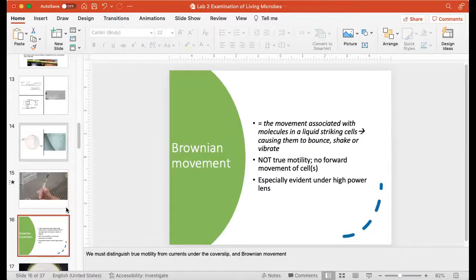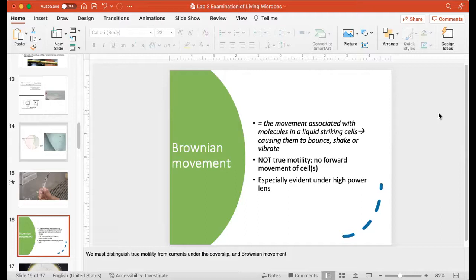Now, I mentioned at the beginning of the lab today that we have to be able to know when we see something moving on a wet mount or on any preparation like a hanging drop, when we're looking at live cells, we have to be able to know if the movement we're seeing is actual motility, true motility, or something called Brownian motion. Now, Brownian motion can be a problem under the microscope because it can be difficult to tell whether you're looking at Brownian motion or true motility.